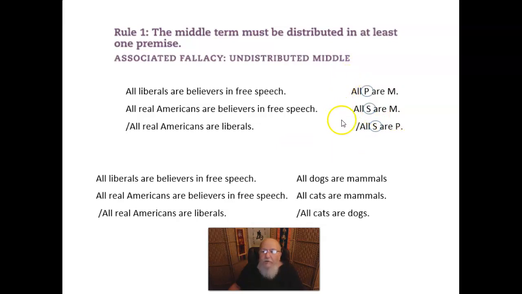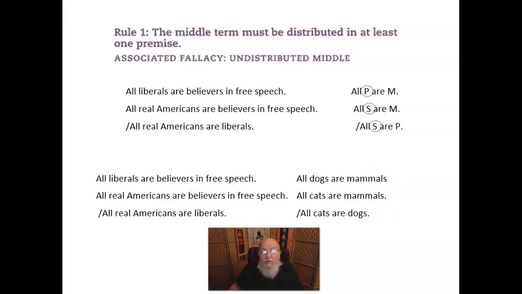Put it into its universal form, with the S's, P's, and M's, and circle the distributed terms. That way you can just look at it and see right away that both middle terms are undistributed. Now, if we gave a counterexample to this, to show anyone, even those who don't believe in Aristotle's rules, that this is a bad argument, this one has the same form.